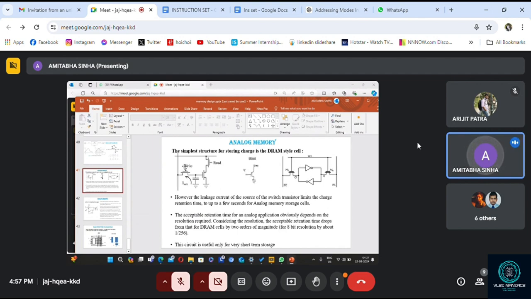Now, is it clear how the analog data is stored? Yes, sir.